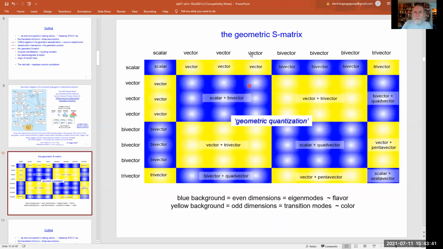So the geometric scattering matrix looks like this. The blue background is the even dimensional portions of it, which are the eigenmodes. And the yellow background is the odd dimension, the transition modes. So for instance, we have U1 here, the scalar, scalar plus bivector, scalar plus quadvector, and scalar plus sextavector. The sextavector again is in the 6D phase space. So these are the flavor SU3s, the two flavor SU3s, and here we have the color SU3.